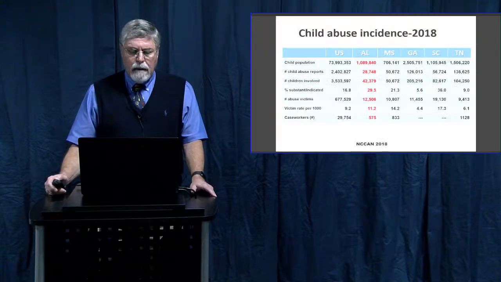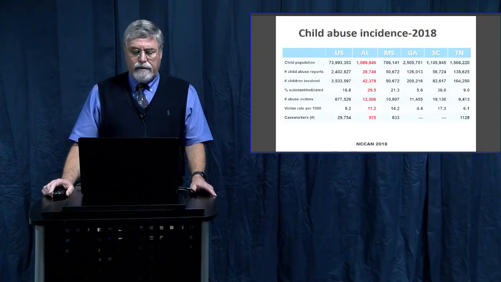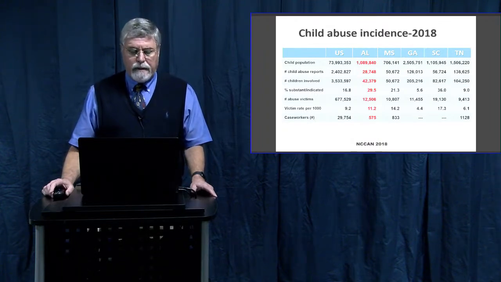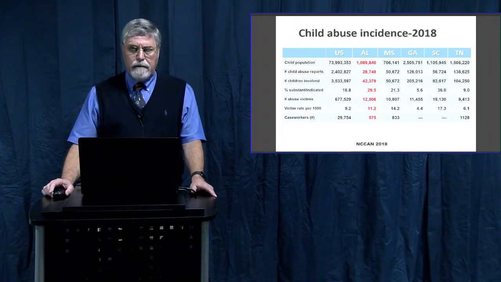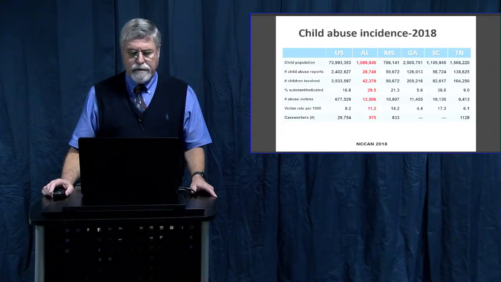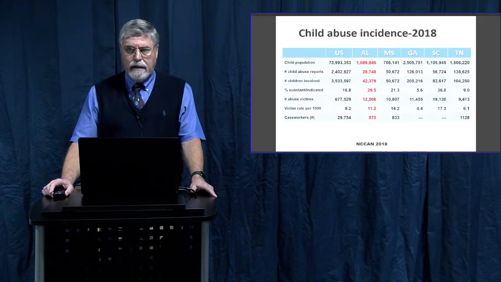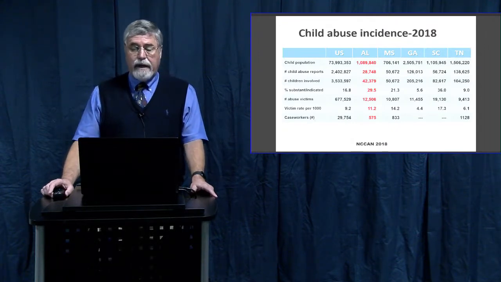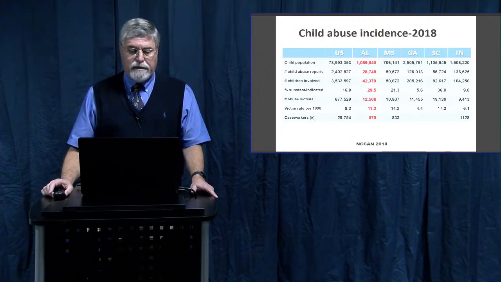The National Center on Child Abuse and Neglect has been charged with collecting data from all the child protective services throughout the 50 states and Puerto Rico and Washington, D.C. since 1991. They publish every year in about January. The most recent we have was 2018, published this past January.